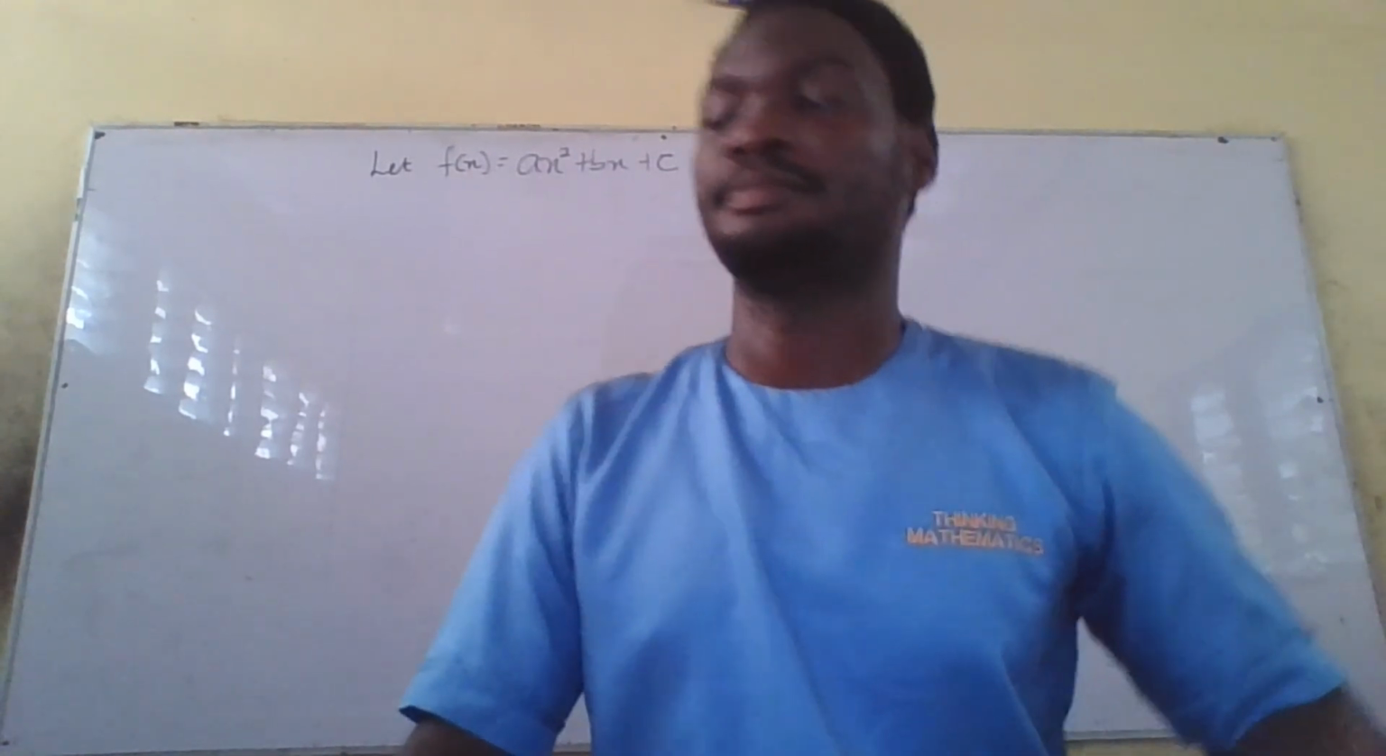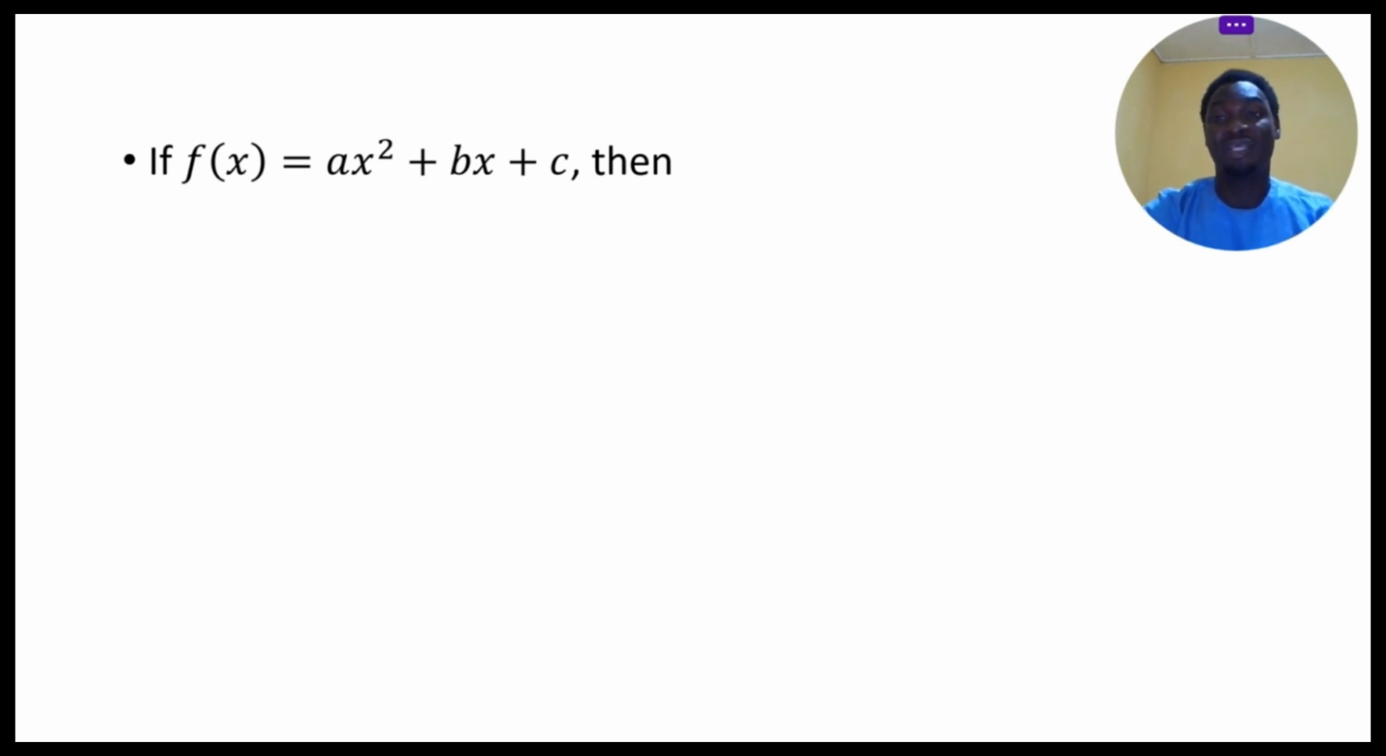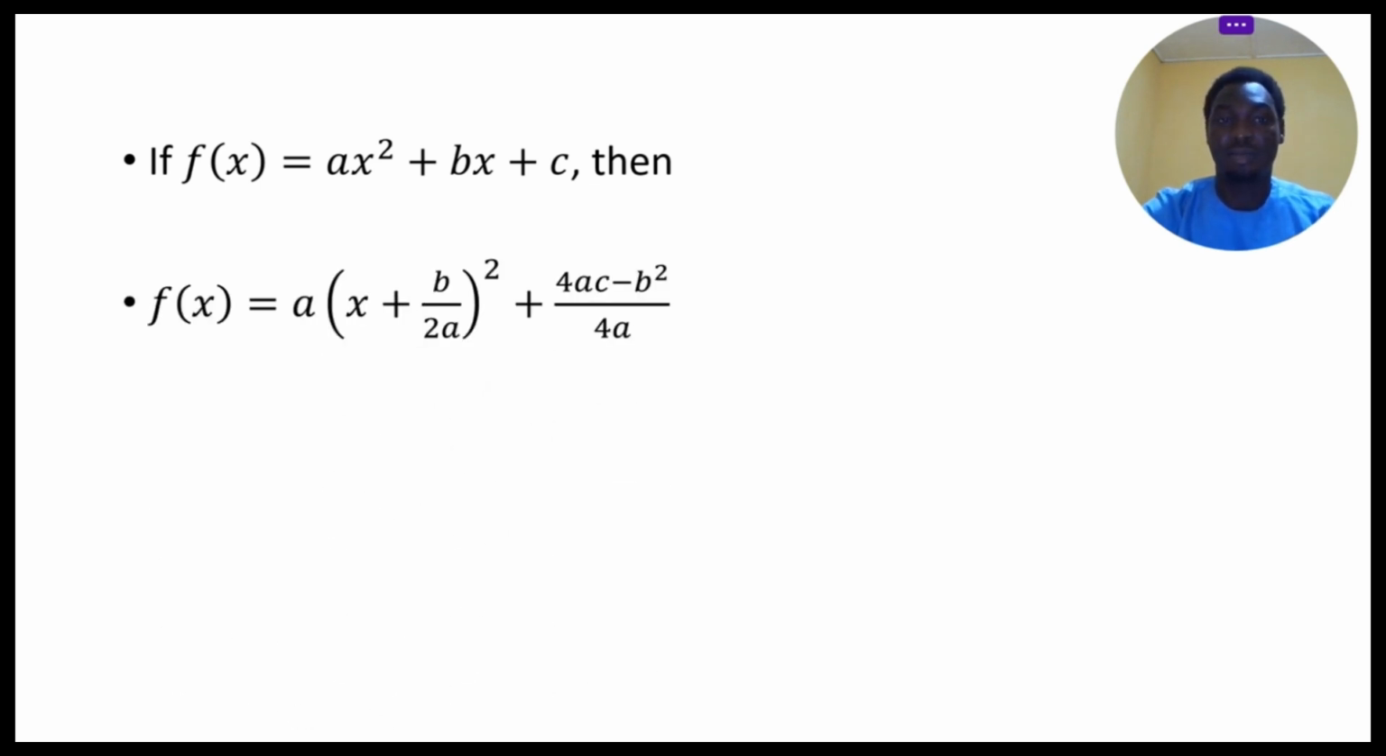Let's look at it. Let f of x, giving us ax squared plus bx plus c, be a quadratic function. Then, by the method of completing the square, we can express f of x as a multiplying the square of the expression x plus b on 2a, the result plus a fraction with numerator 4ac minus b squared and denominator 4a.